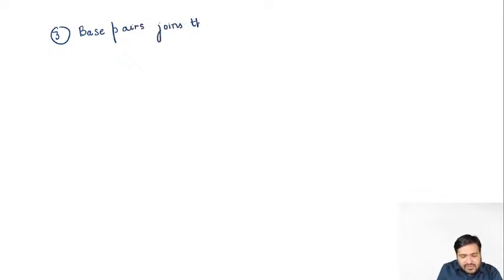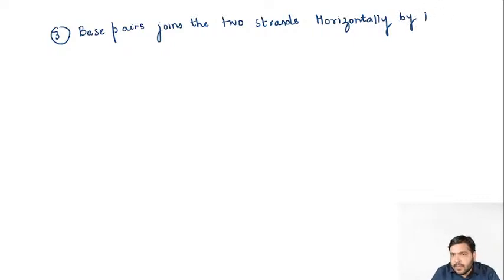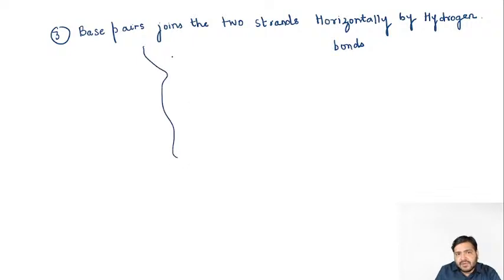So remember the third point, that the base pairs join the two strands horizontally. Remember, horizontally, by hydrogen bonds. आपको पता है कि if suppose this is the part of the DNA, I'll just try to draw it nicely so that you are able to understand it.